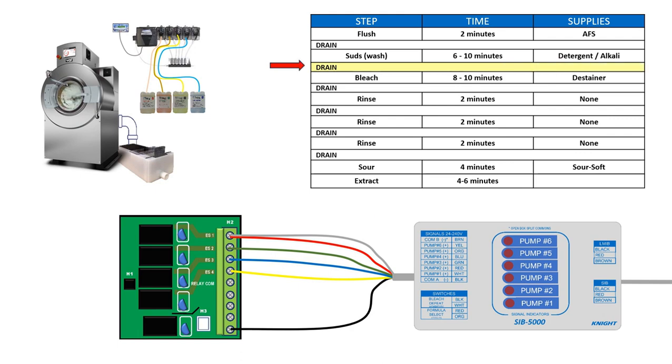After the sud step, it will go into a drain. Drain will open up and flush down as much soils that we could get out of the linen and chemicals at the same time. The next step, the machine will fill back up for a bleach. Fills up to low level, generally in hot water. It will send a signal to the dispenser calling for a bleach supply.